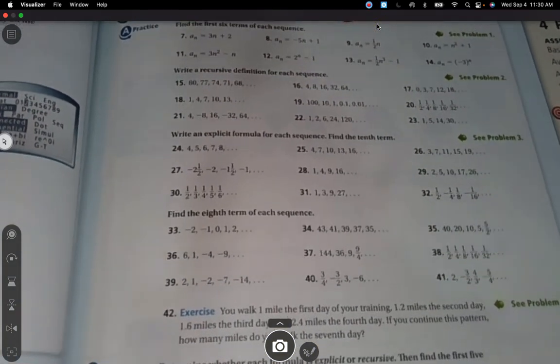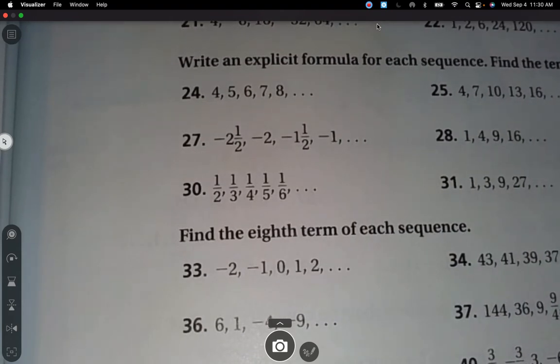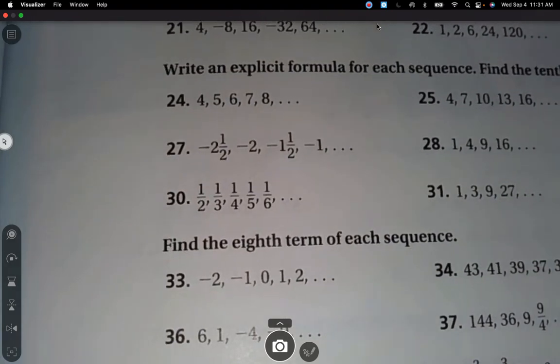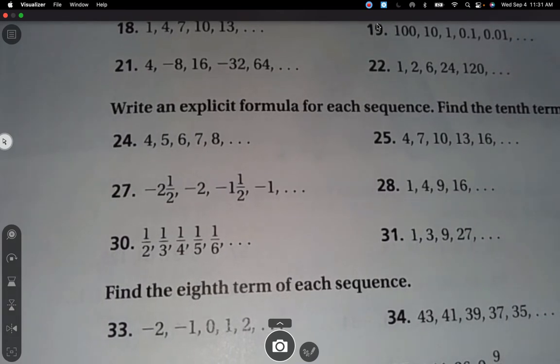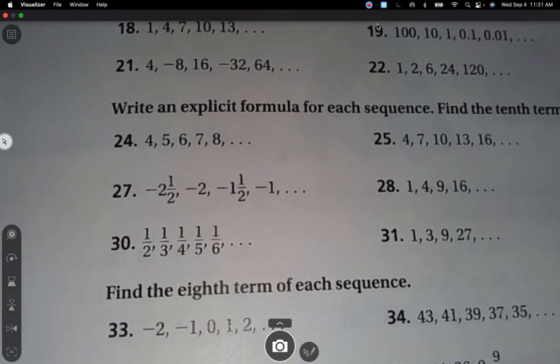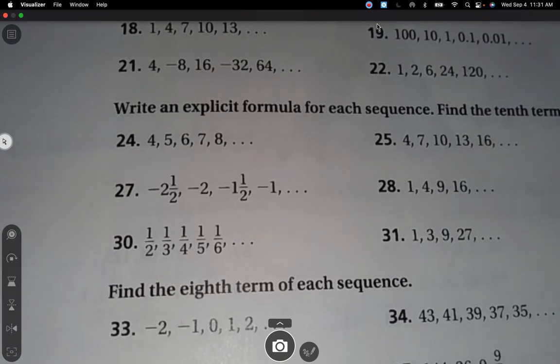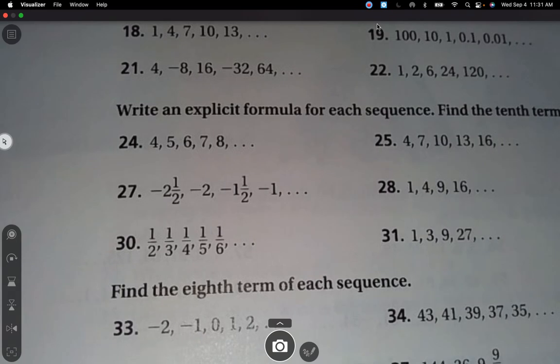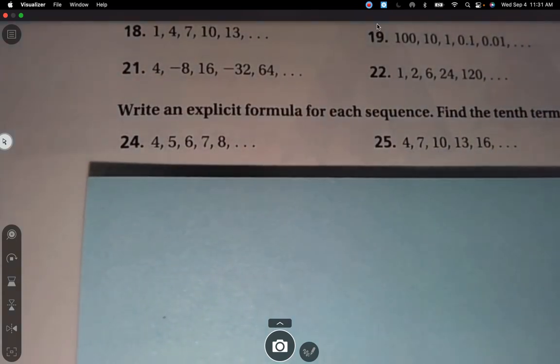Once I want to look at number 24. Okay, let me teach this and then y'all can talk. Number 24 is going to be explicit. You have a few explicit on yours, so it's not using the first term. The best thing you can do on these is make a table. What's my first term? 4.